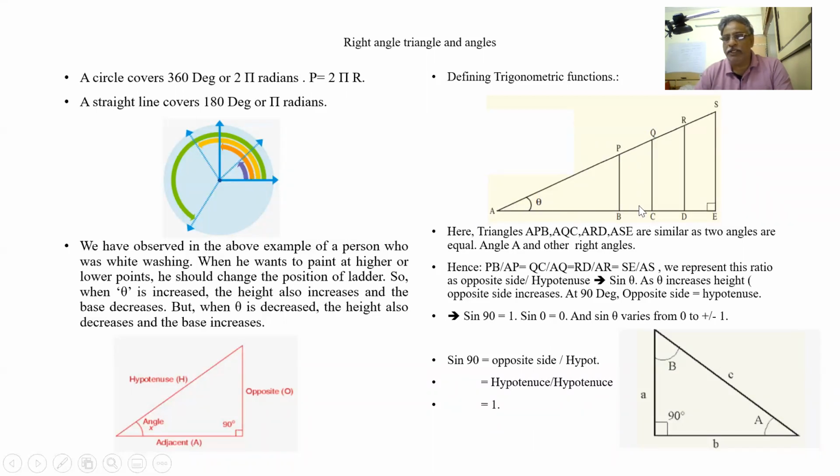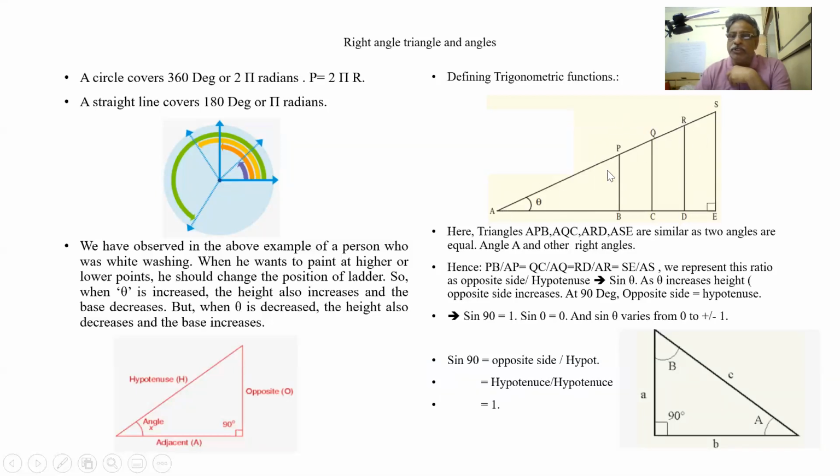Here it is 90, this is 90, this is 90. So two angles are the same. In triangle ABP and triangle ACQ, two angles are the same, theta and 90, theta and 90. So automatically the third angle is the same. So these two are similar triangles and the ratios of corresponding sides are proportional. So PB by AB is equal to QC by AQ is equal to RD by RA.